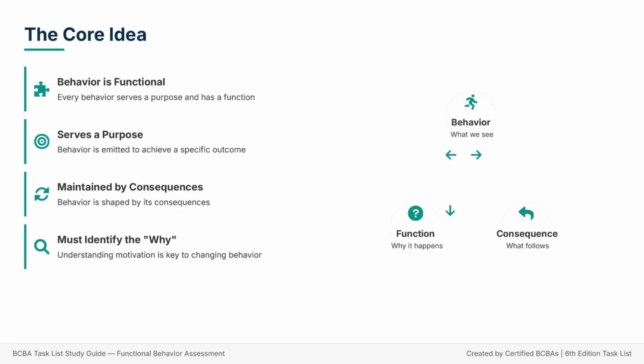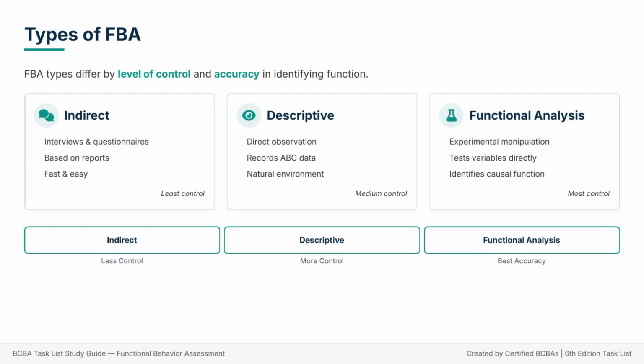and consequence. There are 3 main types of FBA, and they differ in how strongly they allow us to identify function. Indirect assessment is based on report. Descriptive assessment is based on direct observation. Functional analysis is based on experimental manipulation. As we move across these types, we increase our ability to identify causal relationships, not just patterns. This distinction, especially correlation versus causation, is heavily tested on the BCBA exam.